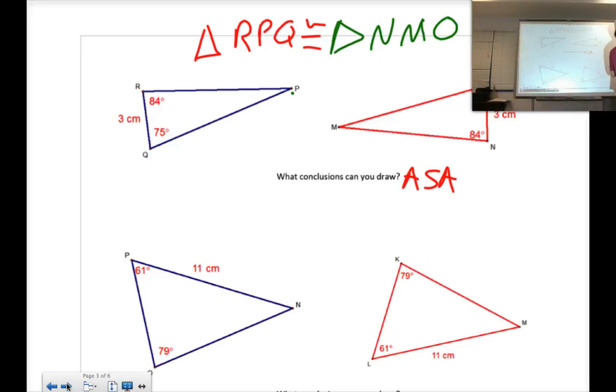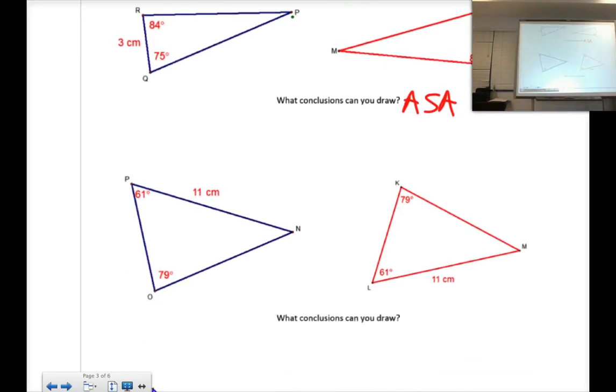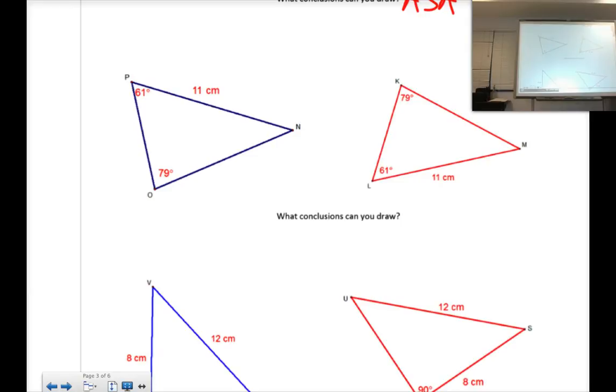Make your tick marks. Label S's and A's. And then I want you to write a triangle congruence statement. I'll start you off. You mean OPM? Oh, yeah. All right. I did that. I think I just wrote it on my paper wrong.